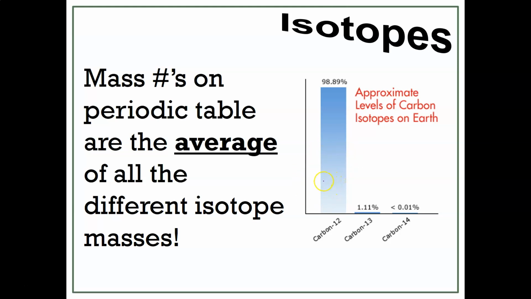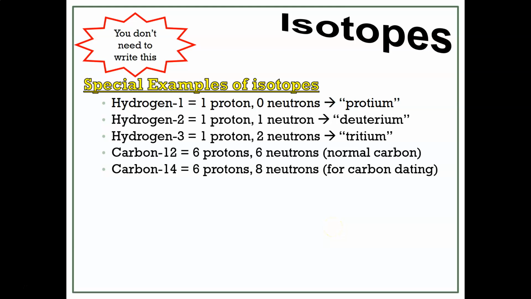If I were to take a scoop of carbon up, I would see that most of the atoms were carbon 12, a few of them were carbon 13, and only a couple were carbon 14. So those averages on your periodic table give you a clue as to which isotope is most common. Whichever it rounds to is the most common isotope. Here's some examples of some special isotopes that have special names or special purposes.